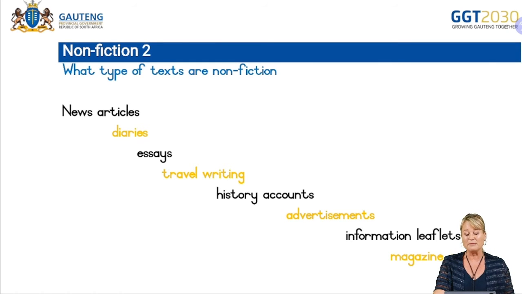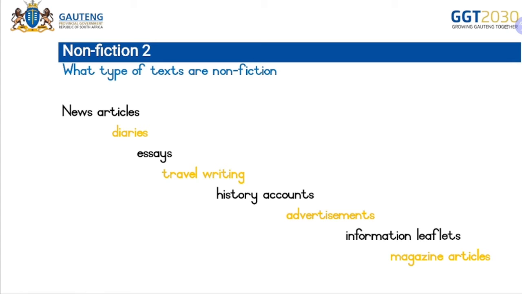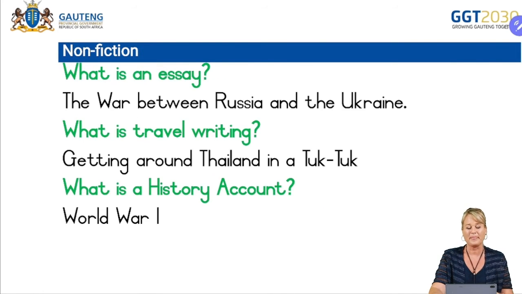And then we get information leaflets. That is like a little piece of paper that has a lot of information on it about something you want to find out about. And then we get magazine articles. Have you seen people reading a magazine? There's lots of pictures, but there are also articles, and that is all non-fiction. It's not made up, it's truth. It's truth, and it's got lots of facts in it.